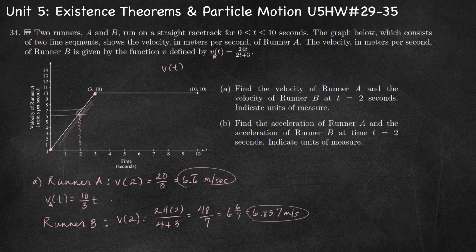For part B, we're asked to find the acceleration of runner A and the acceleration of runner B at time t equals 2.